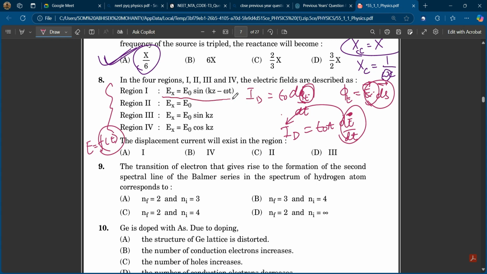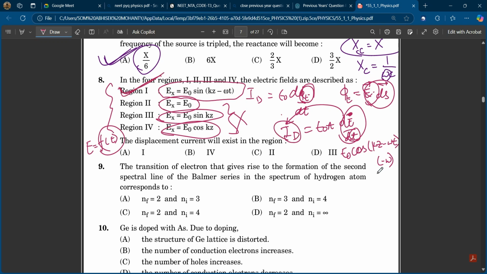The first term: if we take the derivative d by dt, we get E naught cos(kz minus omega t) into minus omega. But for the other terms, the derivative is 0 because E naught is a constant and there is no t term. So for these three terms we get I_D as 0. Only this term gives some value of I_D, so the displacement current will exist in region 1.